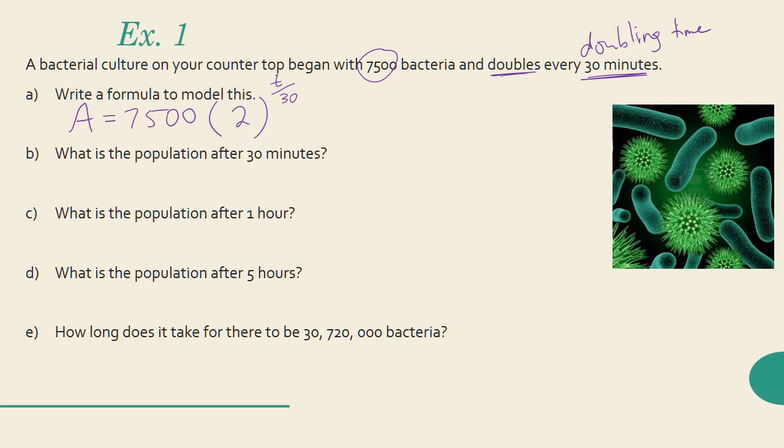What is the population after 30 minutes? All you do is put 30 in for your time. So A equals 7,500, and then put 30 over 30. Now this is important, so I'm going to make a note of this. Make sure you do the exponent calculation first.